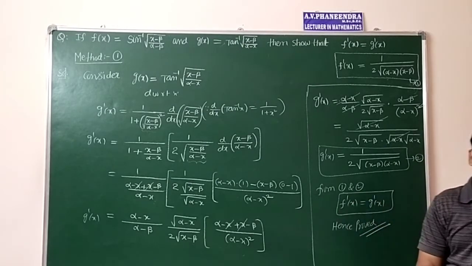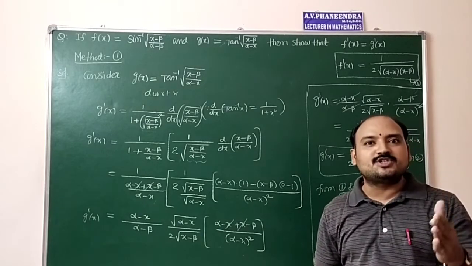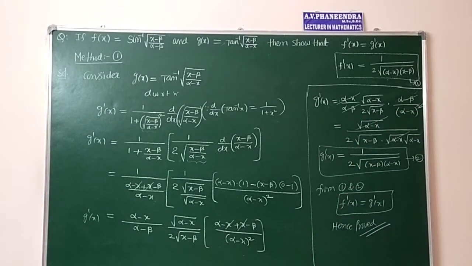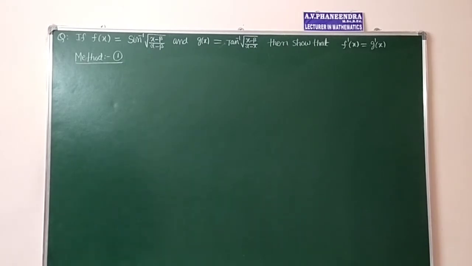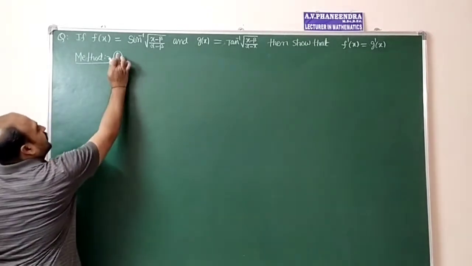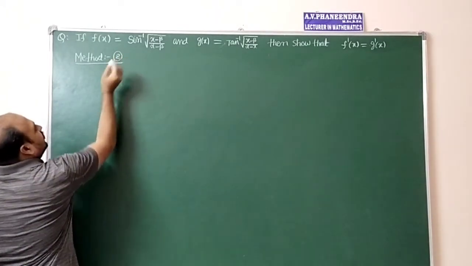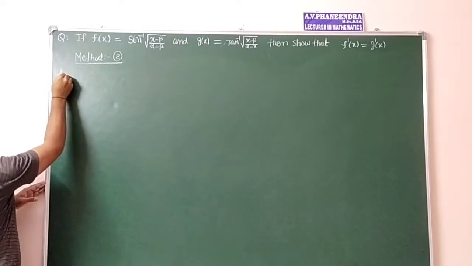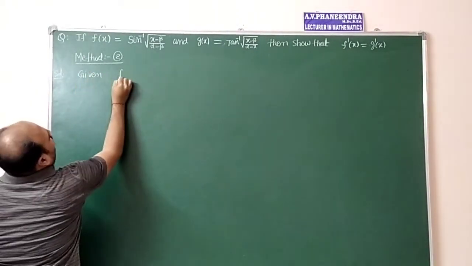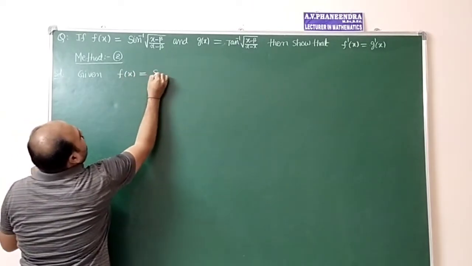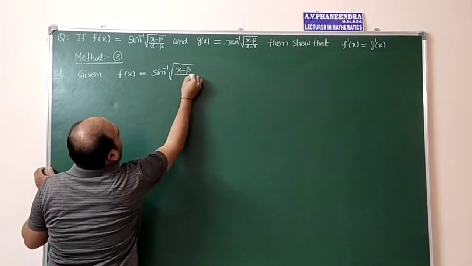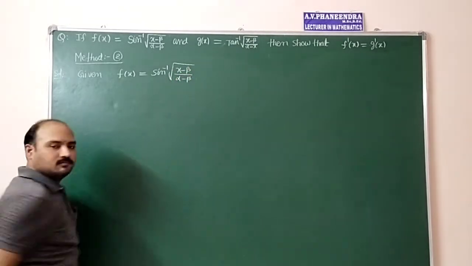The same question we have to do by using trigonometry method. The same question we are going to discuss in a different method, that is method 2. So consider given function f of x. F of x equal to sine inverse of square root of x minus beta divided by alpha minus beta.